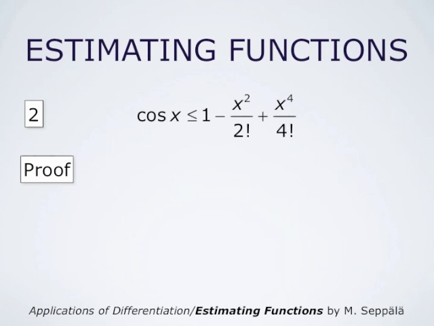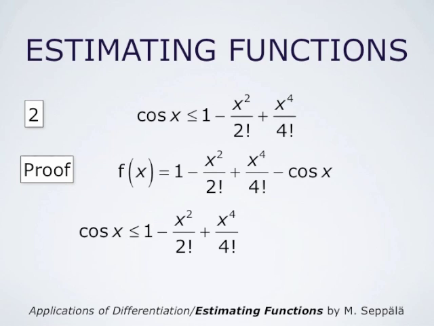In order to prove this inequality, first for positive values of x, we consider the function f of x, which is the right hand side minus the left hand side of this inequality. That is, f of x equals 1 minus x squared over 2 factorial plus x to the fourth over 4 factorial minus cosine of x. And our task was to show that the inequality cosine of x is at most 1 minus x squared over 2 factorial plus x to the fourth over 4 factorial is true, and this is equivalent to saying that f of x is greater than or equal to 0.